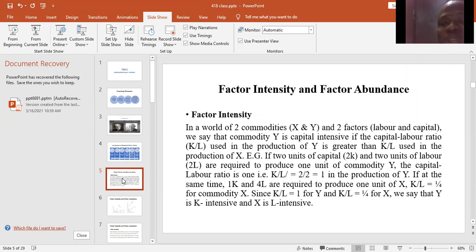That is, if labor over capital is greater than one, you can then say that such a commodity uses more labor and is labor intensive. And the reverse is the case for the other commodity. If capital over labor, that is, if a particular commodity uses more capital than labor, that means the ratio of capital to labor will be greater than one. That's what we mean by factor intensity.